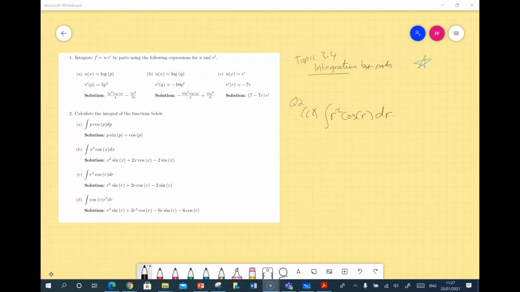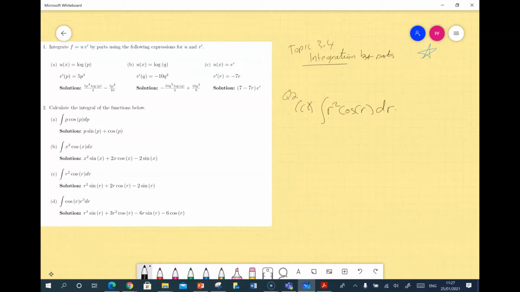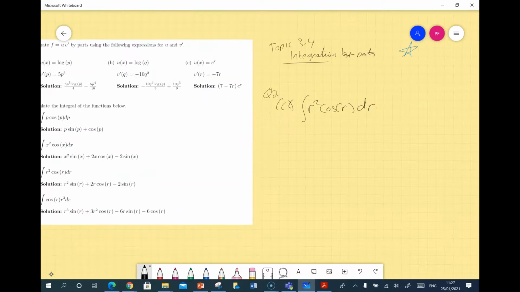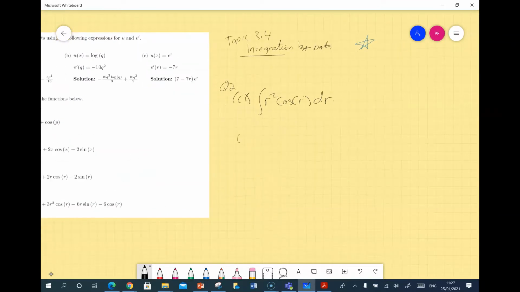Now this is topic 3.4, integration by parts, question 2c. So we've got the integral of r squared cos of r. Okay, so we should be getting used to how to pick our u's and how to pick our dv's. Just remembering, whatever u we pick, ideally we'd love to be able to keep differentiating it till it turns to 0. So that would be the r squared there, because cos, if we differentiate it over and over, will just keep bouncing between cosine and sine.